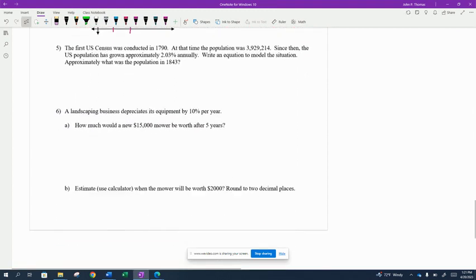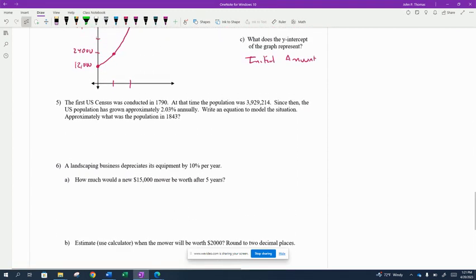Now, if we look at 5 here, 5 says the first U.S. Census was conducted in 1790. At that time, the population was 3.9 million. Since then, the U.S. population has grown by approximately 2.03% annually. Write an equation to model the situation. Approximately, what was the population in 1843? Right. So there's two parts of this question. So first thing we're going to do is establish an equivalence.